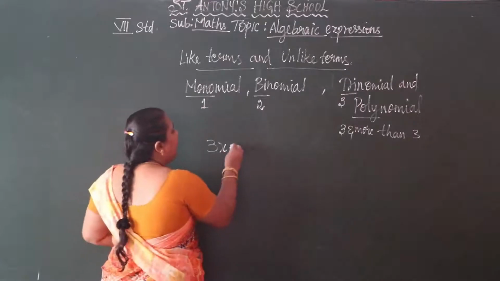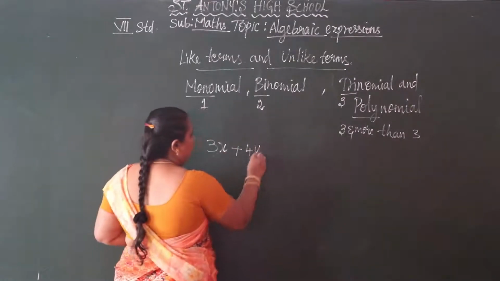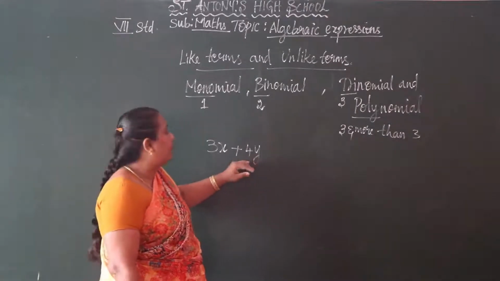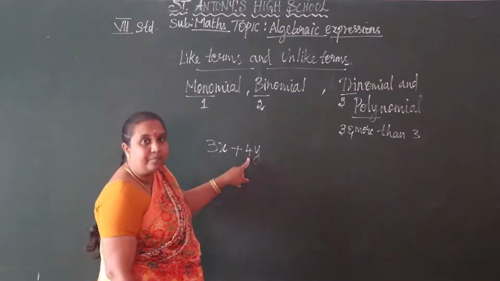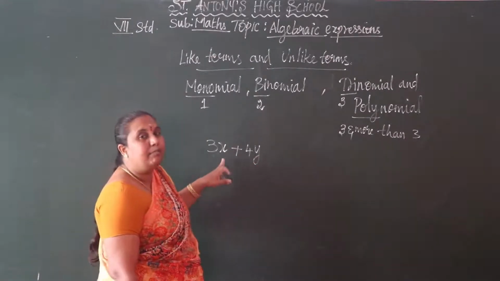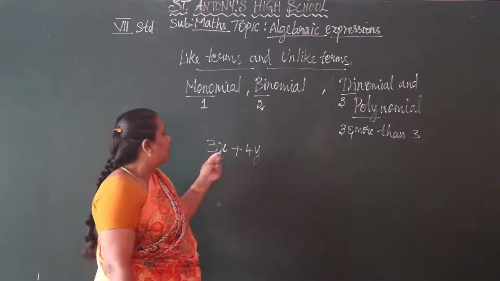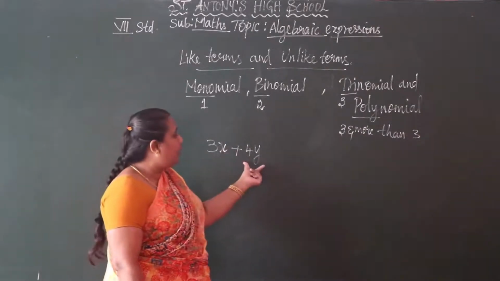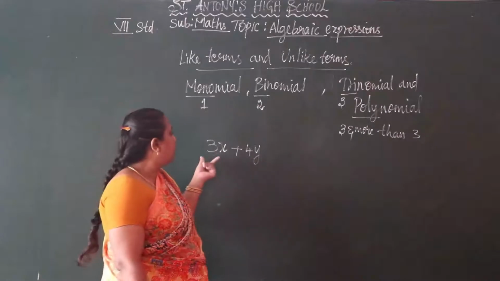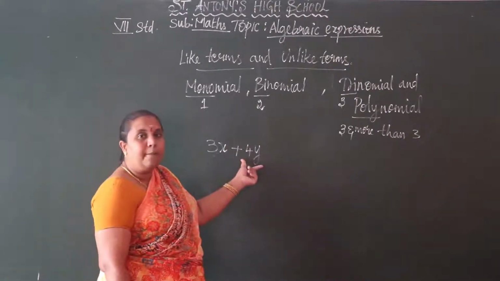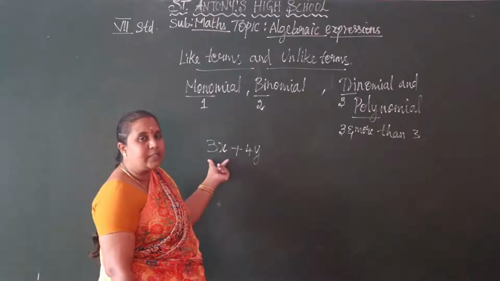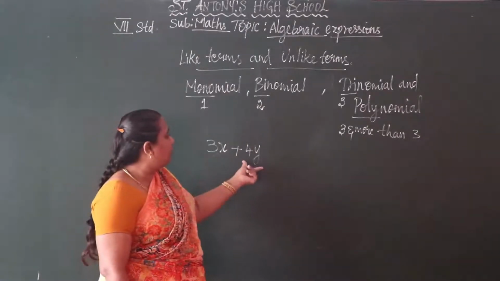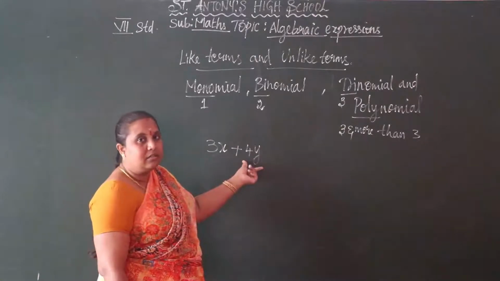So here we have 3x plus 4y. We can say it is a binomial expression. Here we have two terms. 3x is one term and 4y is another term. So 3x plus 4y is a binomial term.